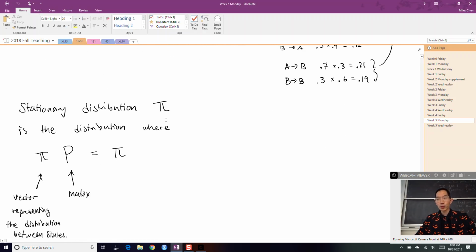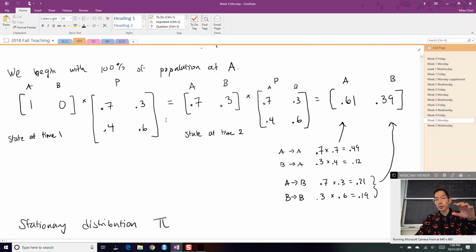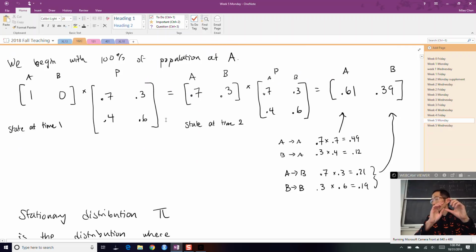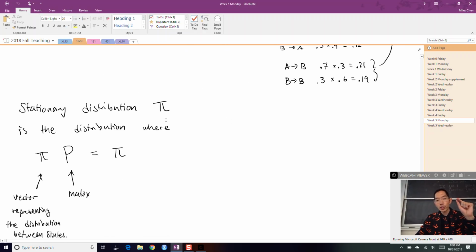So we've got a Markov chain defined by its transition matrix P, and we said that eventually it will converge to its stationary distribution. The stationary distribution that corresponds to a Markov chain's matrix P will be the distribution where when you take that distribution pi and multiply it by its transition matrix, you still get pi back. You get the same vector back, okay?